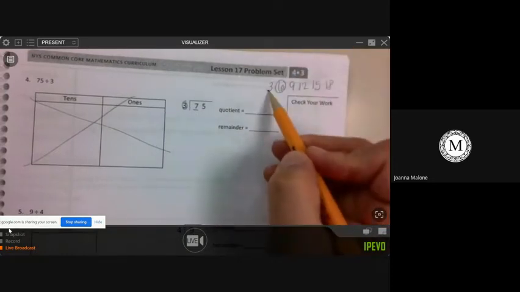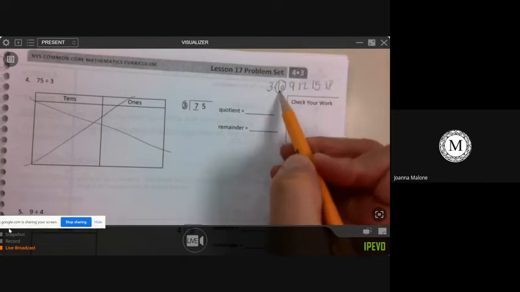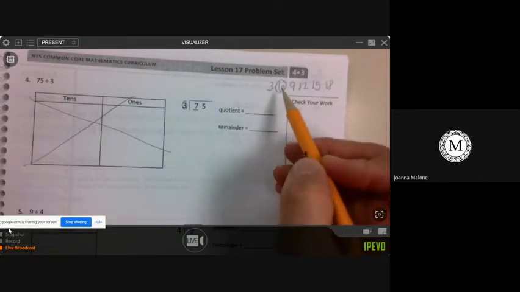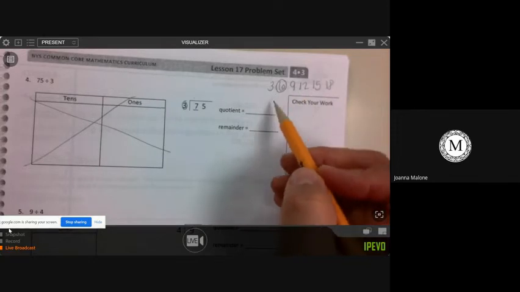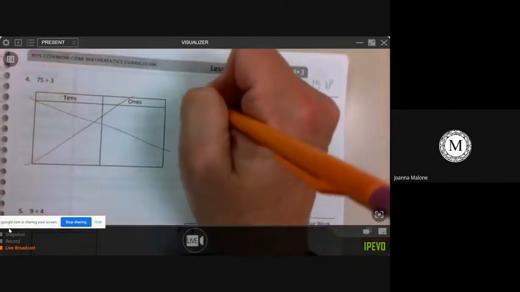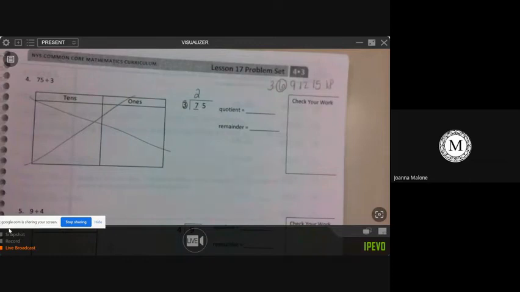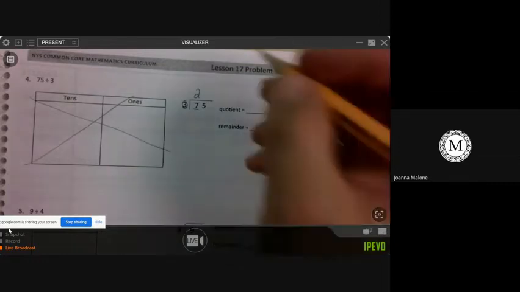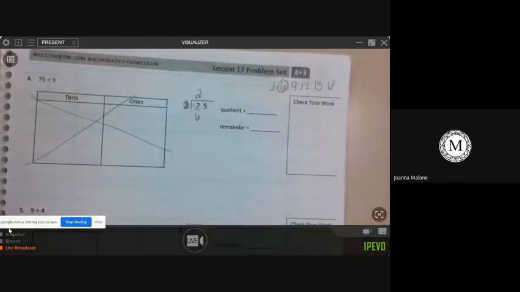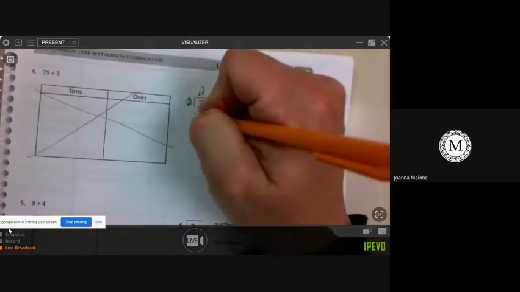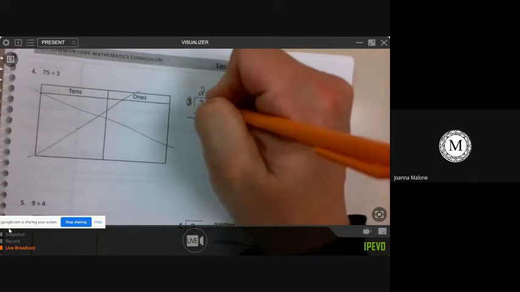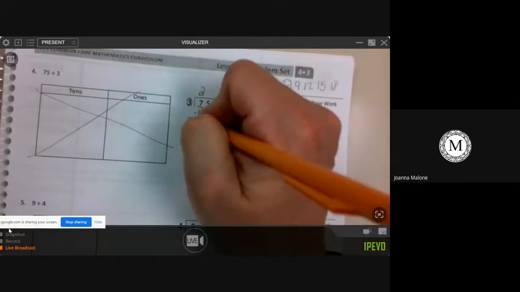Look up here for a second. That means I'm going to have 2 even groups of 3, right? Because we skip counted 3, 6. 2 even groups of 3. Put that 2 there. Good job, guys. After I divide, everybody, if you know it, multiply. After I multiply, I subtract. Good job. 7 minus 6 is 1.